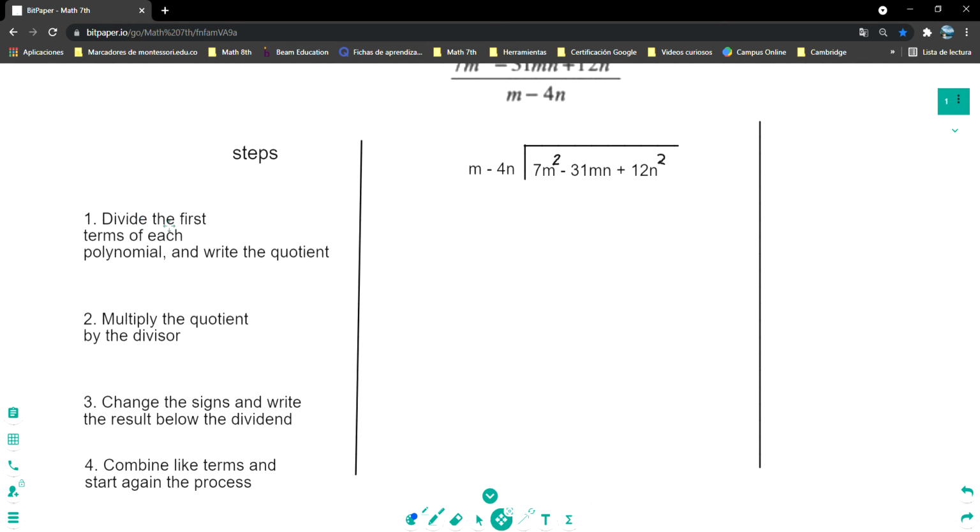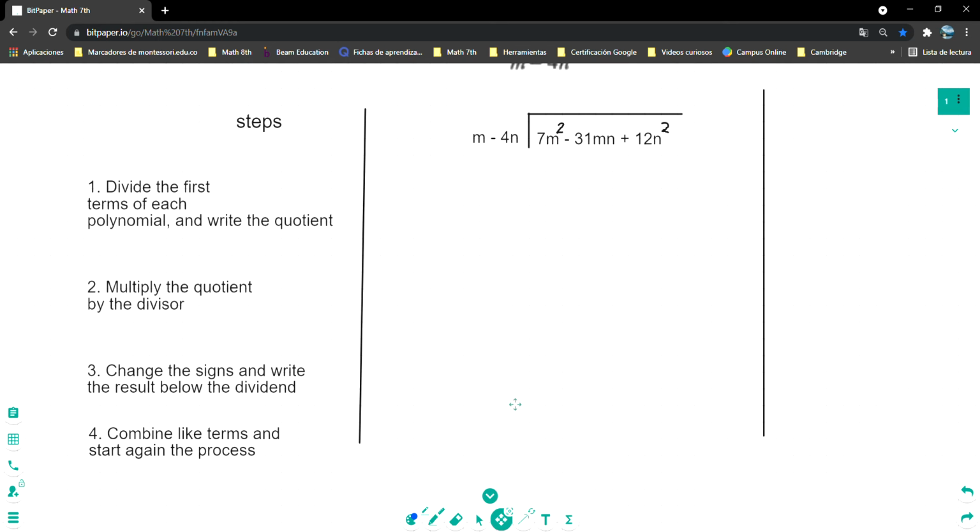We need to divide the first terms of each polynomial and write the quotient. So we start dividing 7m squared over m. Here we just have 7 over 1, which is 7, and for the variable we have m squared over m. We simplify, and that will be m. So this is the quotient that we will write over here: 7m.